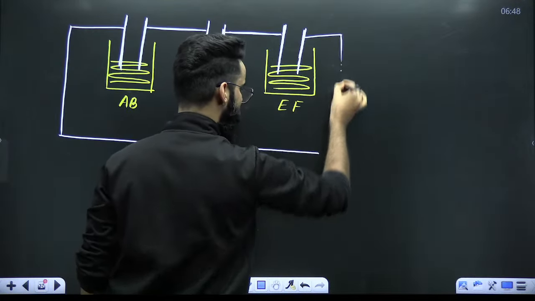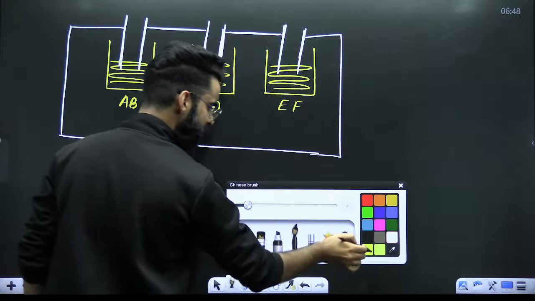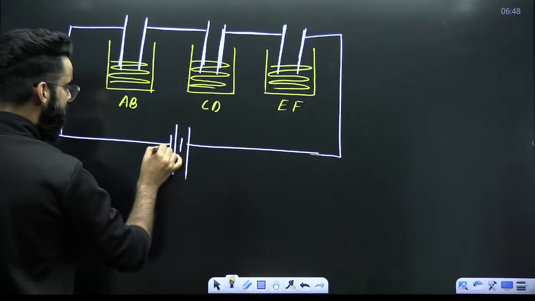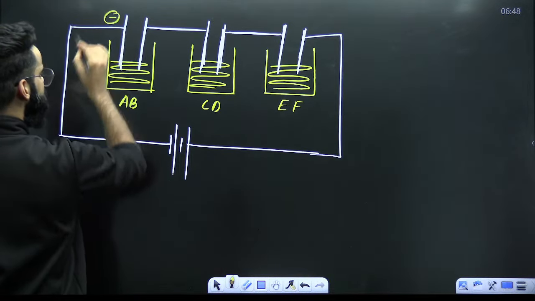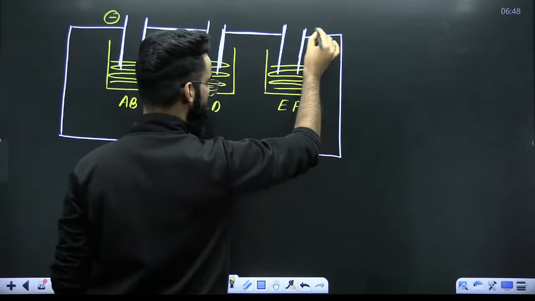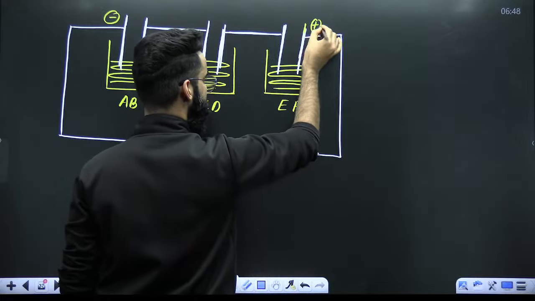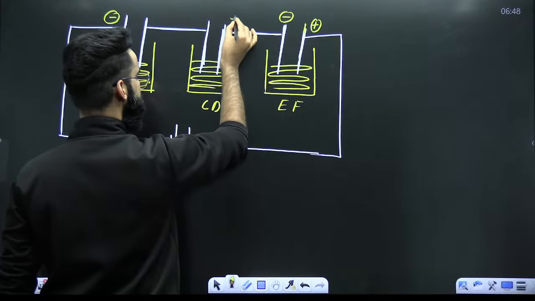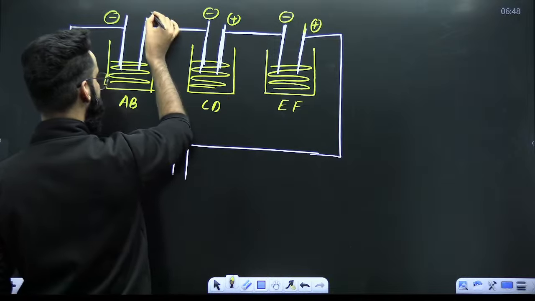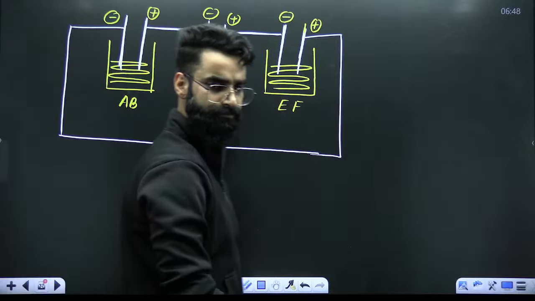I've connected them with the battery as well. So first thing, my dear students, that rod which is connected with the negative terminal will carry the negative charge, and that rod which is connected with the positive terminal will carry the positive charge. If this is positive, this has to be negative. If this is negative, this has to be positive. This has to be negative, and this has to be positive, right?